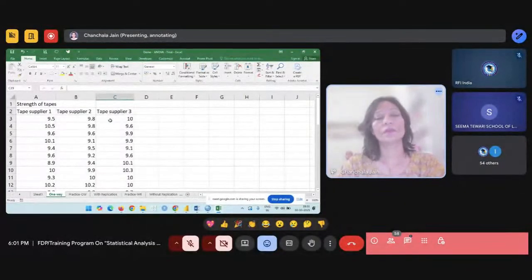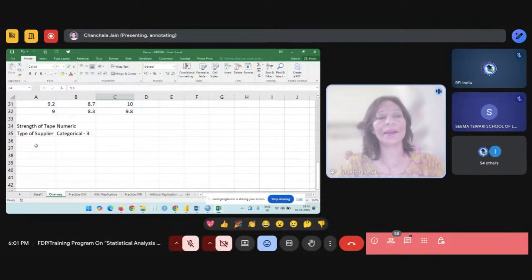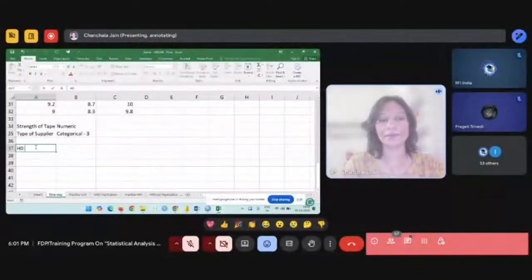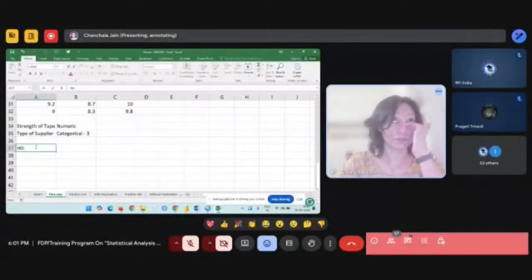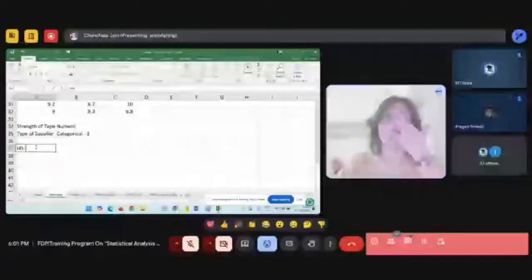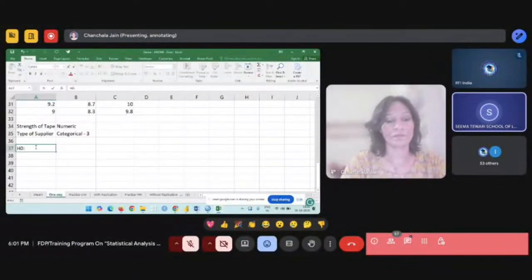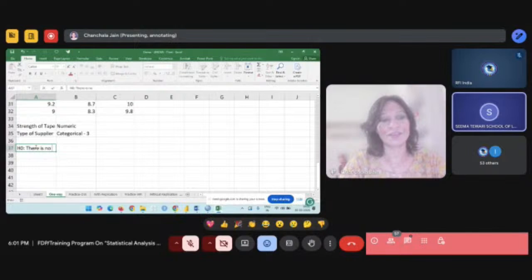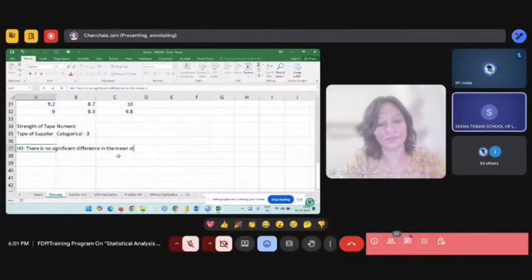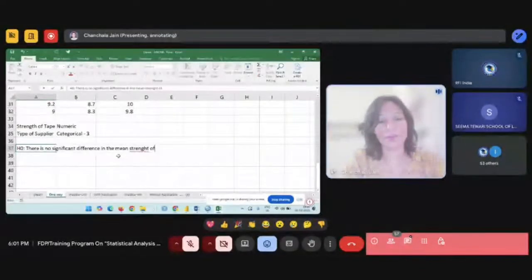Fine. So now we will write our null hypothesis. Anyone who can try? There is no significant difference in the mean. We do not have to form 3 null hypotheses. It is one-way ANOVA, so just one. There is no significant difference in the mean strength of tapes received from the different suppliers.